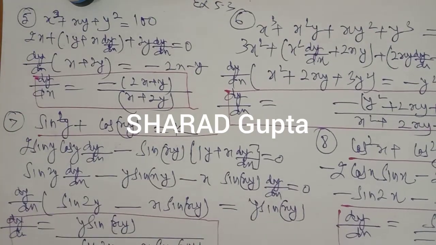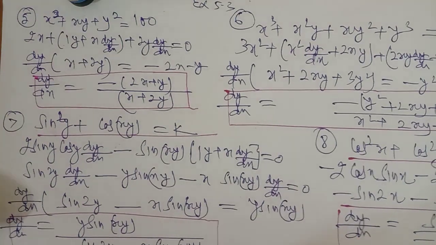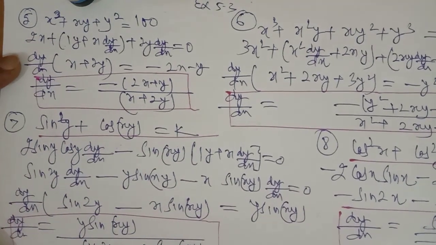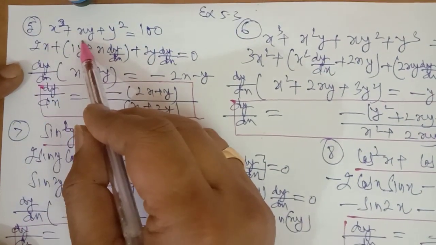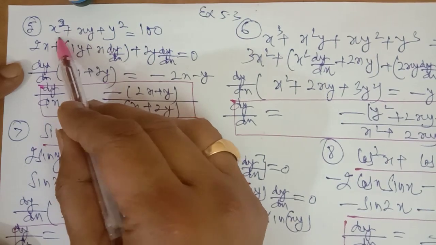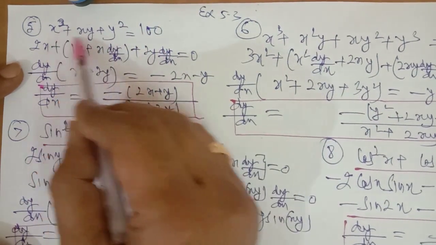Hello, this is lecture number 7 for the chapter Continuity and Differentiability. In the last lecture we discussed exercise 5.3. Let us take some more questions of this exercise. Question number 5, again this is an implicit function because we cannot express x in terms of y and y in terms of x. We differentiate as it is.